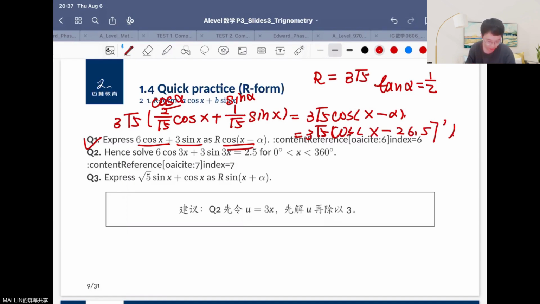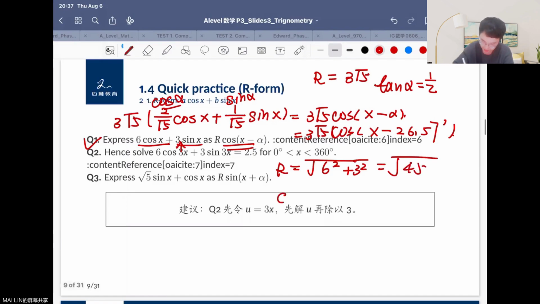And for the second question, we solve 6 times cosine 3x plus 3 times sine 3x equals 2.5. We can first extract r. So r equals the square root of a squared plus b squared, which is the square root of 6 squared plus 3 squared. So it equals 45, the same as before.